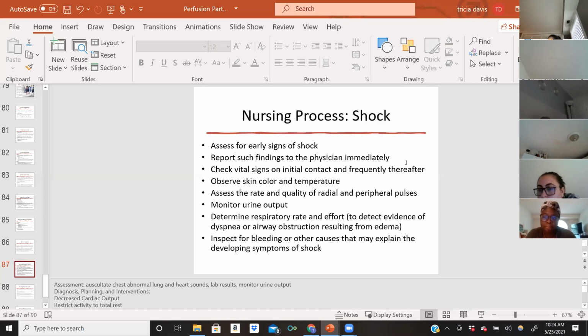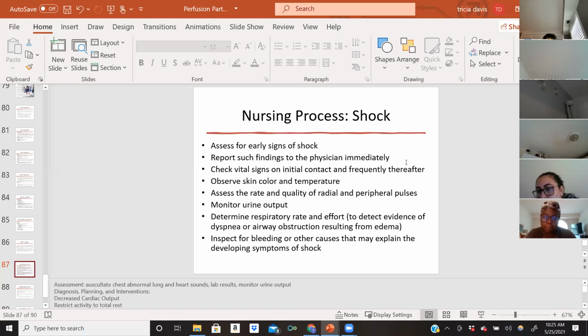You're going to observe their skin color. You're going to monitor their temperature. You're going to assess the rate and the quality of those radial and your peripheral pulses. Monitor that urine output. Determine respiratory rate and effort, because you want to detect any evidence of dyspnea or any type of airway obstruction. And then you want to inspect for bleeding or other causes that may explain the developing symptoms of shock.